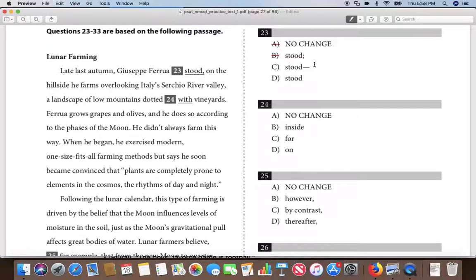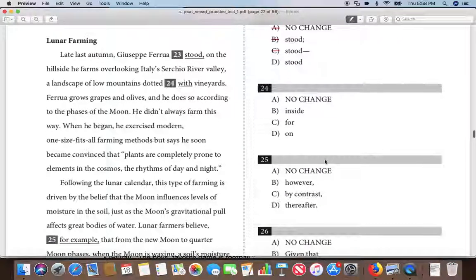Okay. And also get rid of C. Yeah, why? Because it just doesn't make sense to put a dash there. Yeah, I mean, it violates the dash rule. There's no explanation, description, or list there. And you don't need a pause on top of it all. Can you plug in answer choice D? I want to hear it without a pause there. Okay. Late last autumn, Giuseppe Ferrua stood on the hillside he farms overlooking Italy's Serchio River Valley. Great. Better? Yes. Absolutely. It is D. Questions about that, guys? Nope. Okay, great.